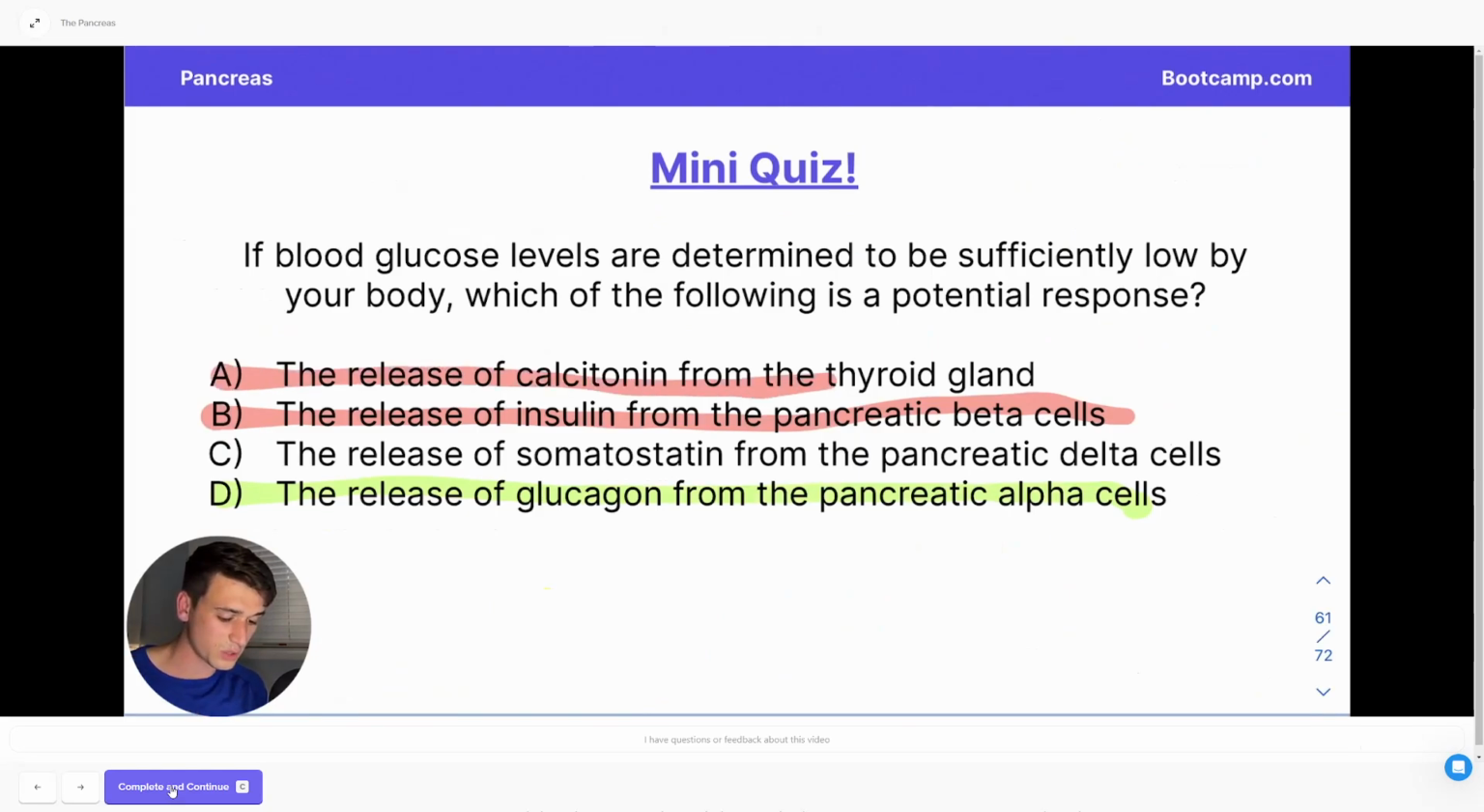Calcitonin from the thyroid gland is incorrect because it has nothing to do with regulating glucose and instead shares a relationship with osteoblasts and osteoclasts to regulate calcium levels. And C, somatostatin from the delta cells, is also incorrect because this is an inhibitory hormone that actually regulates the release of both insulin and glucagon.